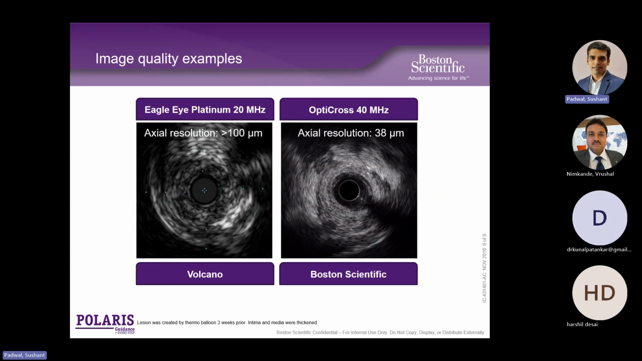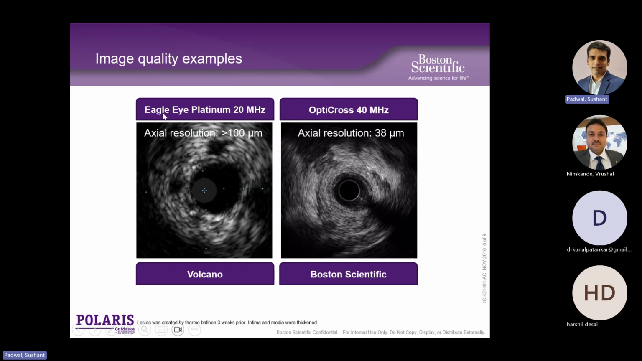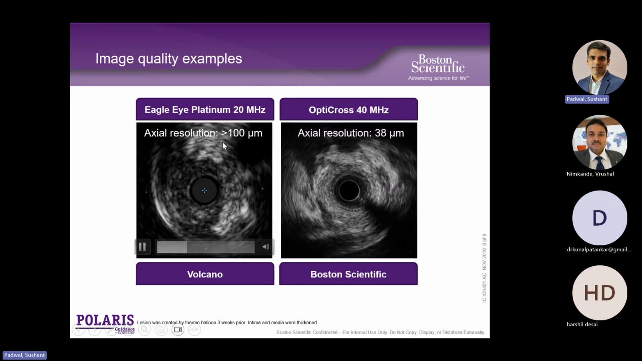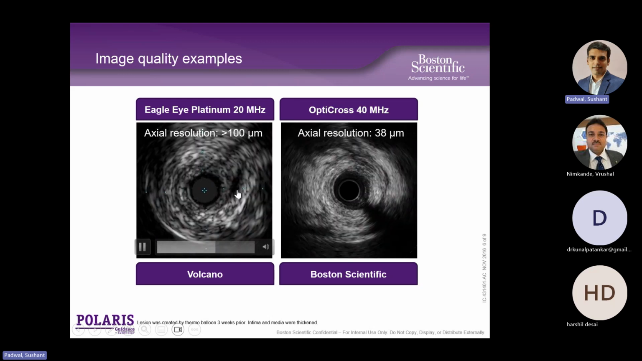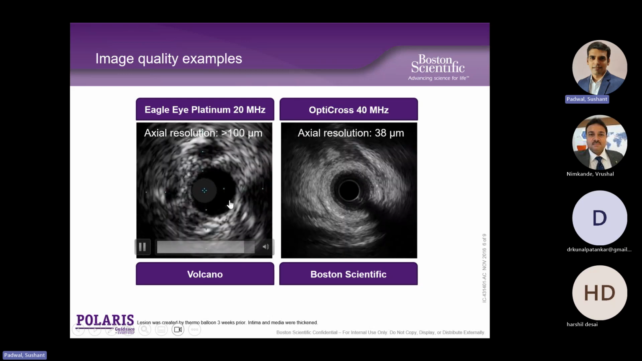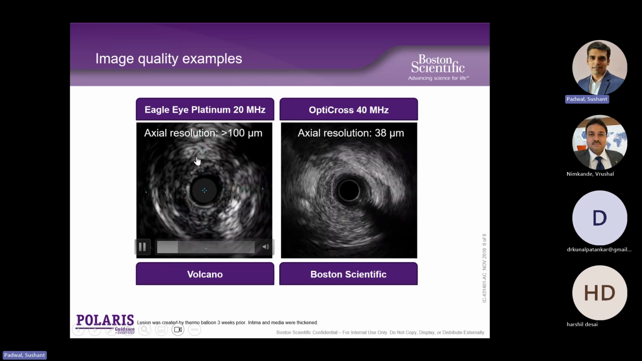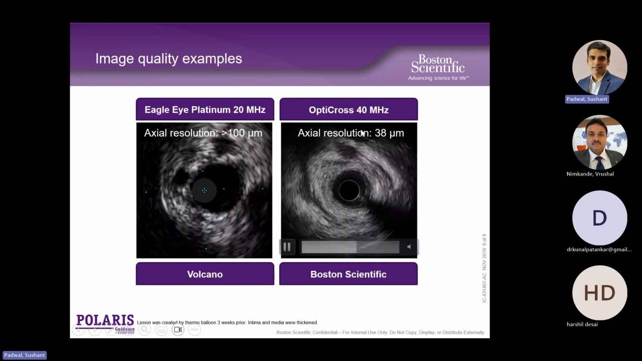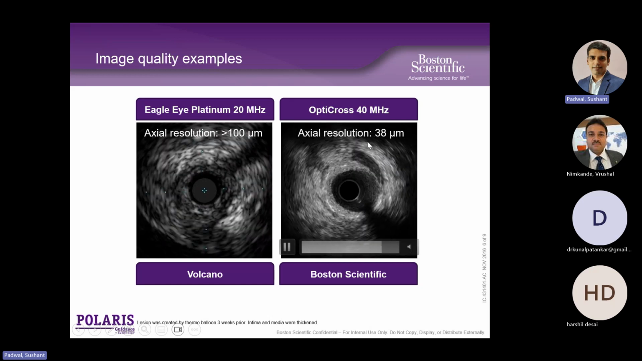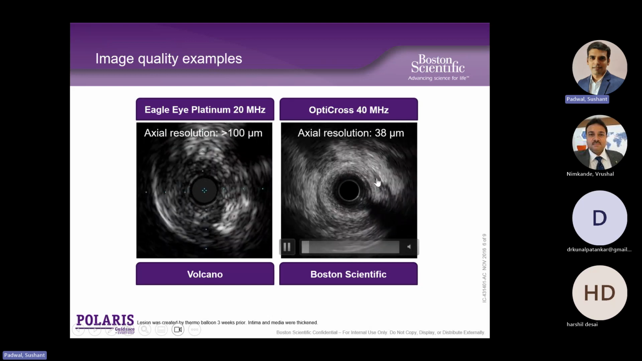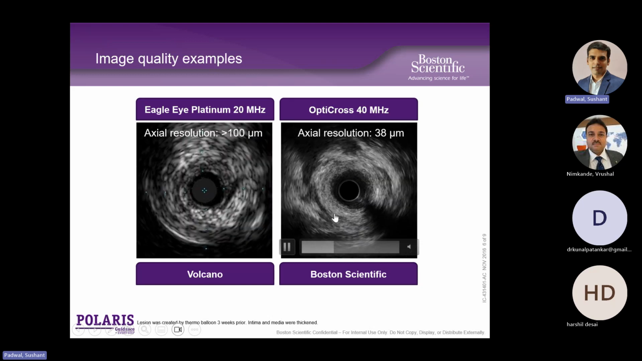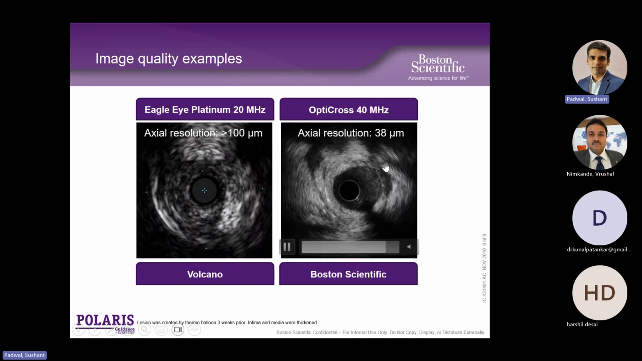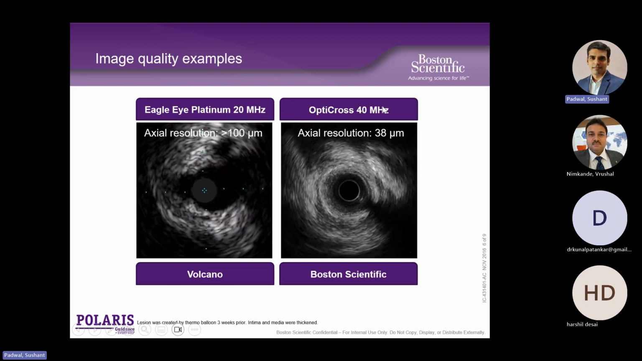So this is an image quality example as I had already described. Lower the megahertz, we get axial resolution which is greater than 100 micron, which doesn't provide you a very clear pixel to pixel differentiation in the image. But as we increase the megahertz, that is in 40 megahertz or in 60 megahertz, in 40 megahertz it is 38 micrometers, and in 60 megahertz, it is 22 micrometers. So the image quality is drastically increased, but the depth is a bit compromised when we are using a higher megahertz frequency.